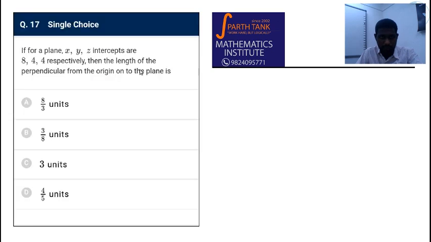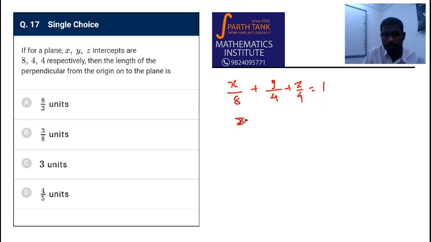Moving on to question number 17. If for a plane the x, y, z intercepts are 8, 4, 4 respectively, then we can write the plane very quickly as x/8 plus y/4 plus z/4 is 1, or x plus 2y plus 2z minus 8 is 0. Right? Multiply the whole thing by 8.